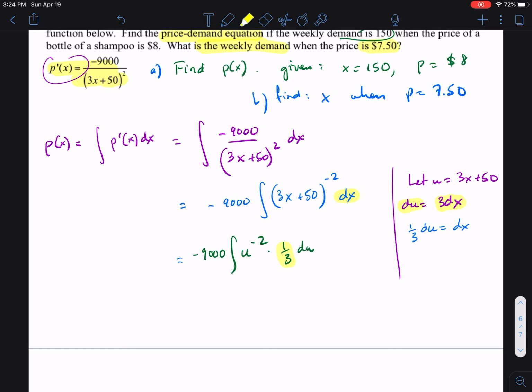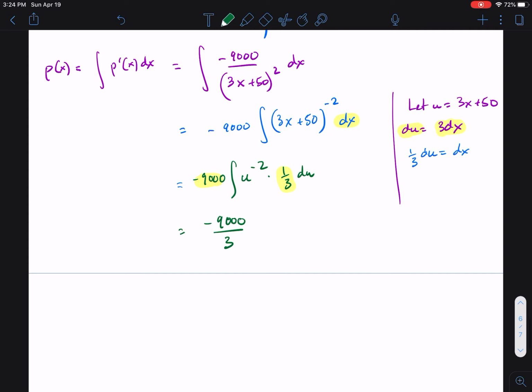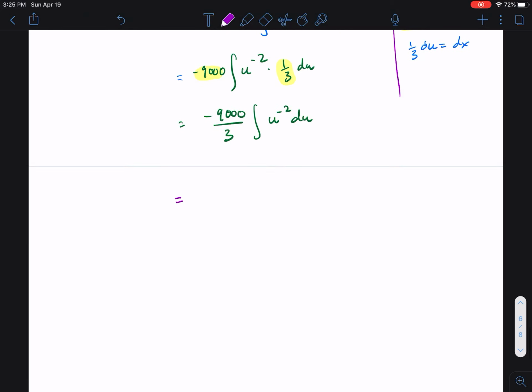Now this constant can be brought out and combined with the other constant. So we're looking at negative 9,000 times 1/3, which is negative 9,000 divided by 3, times the integral of u to the negative 2 du. That gives us minus 3,000. The antiderivative of u to the negative 2, using the power rule, is u to the new power divided by the new power, plus C.